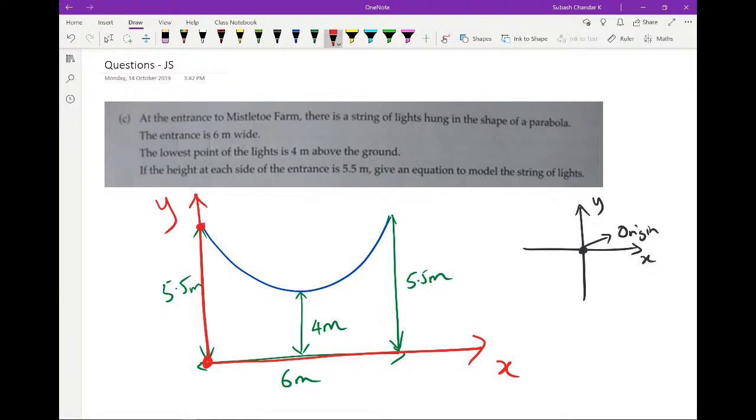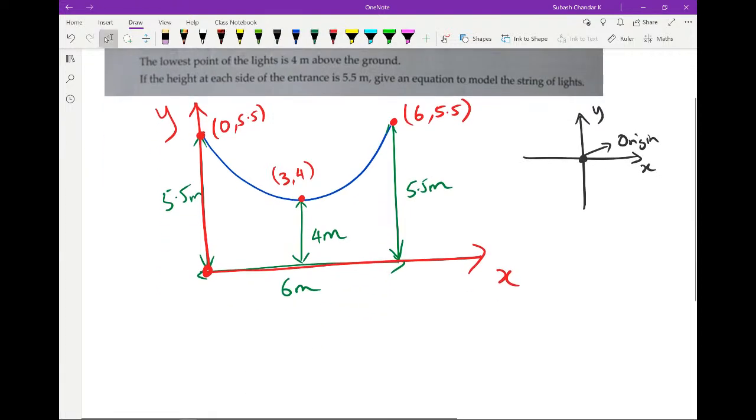So what I'm going to do is take the first point here. The first point here is 0 and 5.5. And my second point here is 6, 5.5. And then this point, halfway of 6 is 3. So that's going to be 3, 4. Which means my equation now, I'm going to use the vertex form for this: y equals a times (x minus 3) squared plus 4.